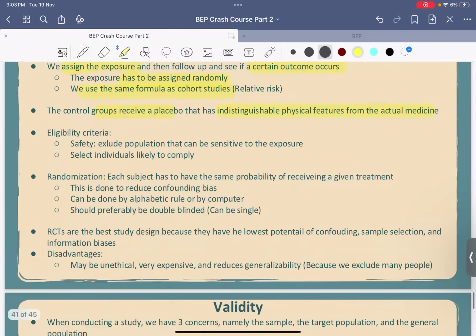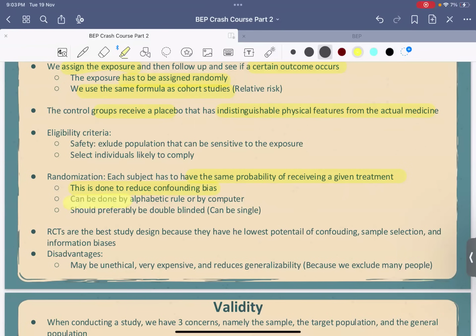Okay, so randomization. Each subject has to have the exact same probability of receiving a given treatment. So when is this flipped? When I like a patient more than another patient and I choose to give that patient the treatment, although they were originally assigned the placebo. That's bias and that weakens the study, and that's not random. So randomization is done to reduce confounding bias.